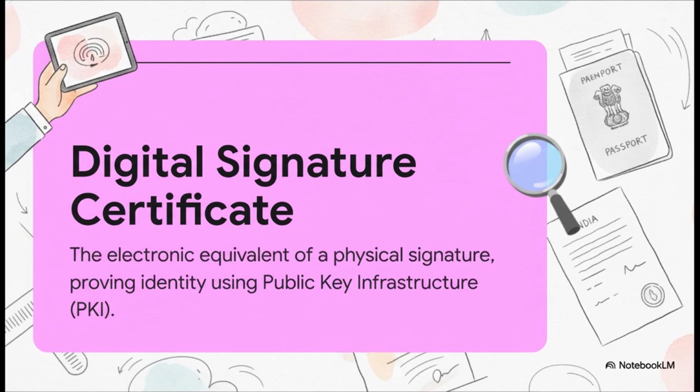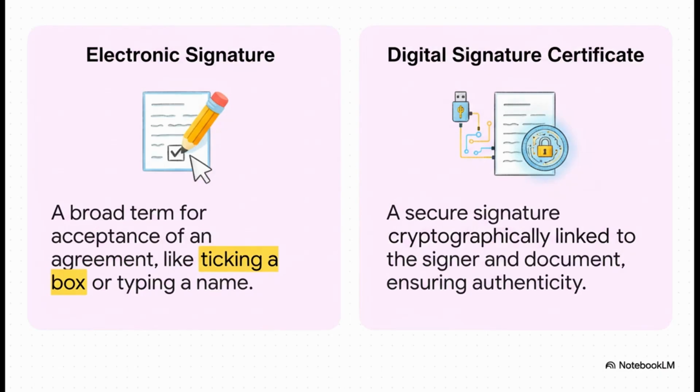It's all built on this incredibly secure system called Public Key Infrastructure, or PKI, which is basically the gold standard for this kind of thing. Now, it's really important to get this distinction. You've probably used an electronic signature 100 times, right? You tick a box, you type your name, that's one thing. A digital signature from a DSC is on a whole other level. It cryptographically locks your identity to that specific document, making it tamper-proof and legally binding in a way that just typing your name could never be.